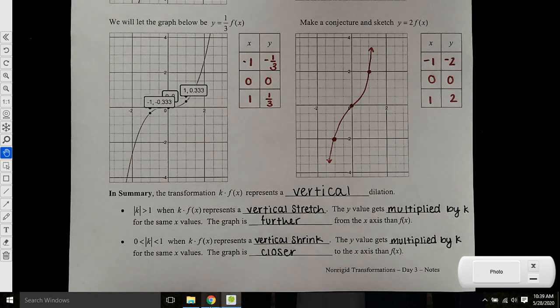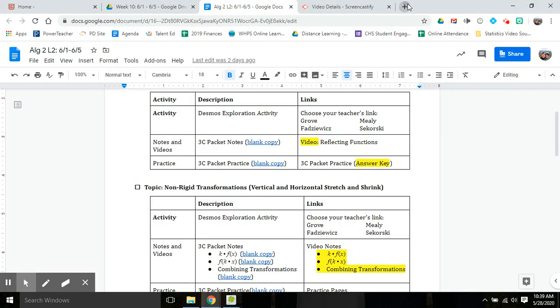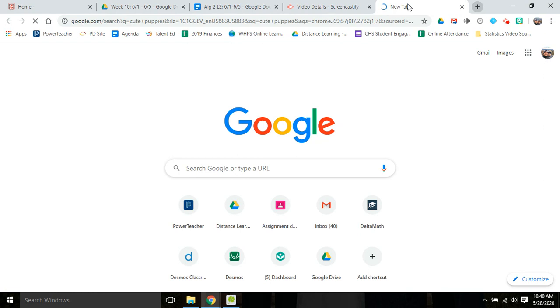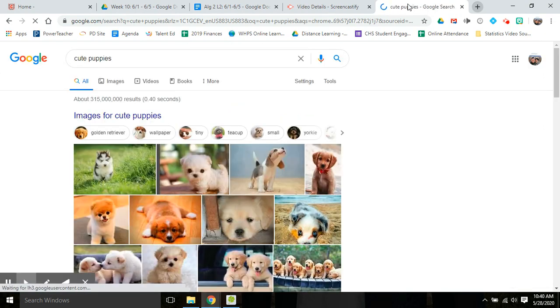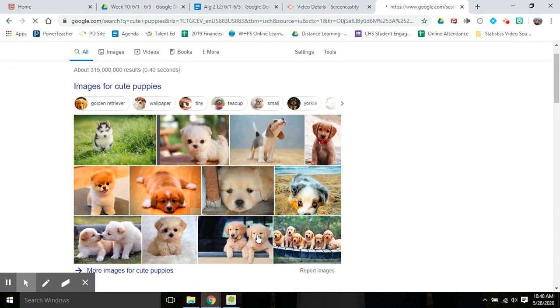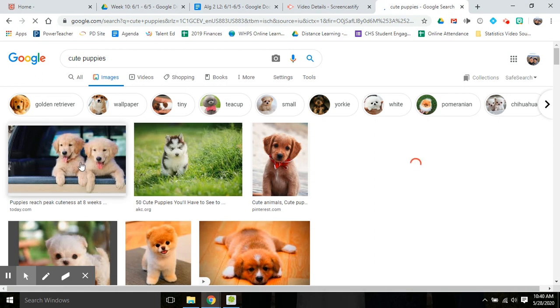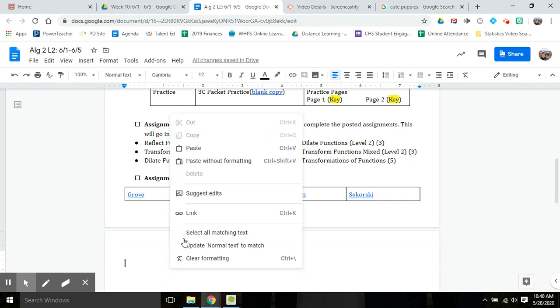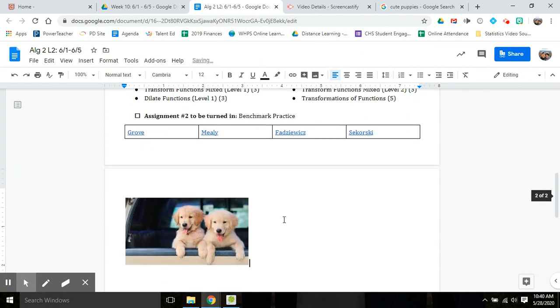So there's one last thing I want to show you in here. I'm going to take a picture of cute puppies. I always do this because I think it's kind of fun. So let's see. Oh, this is my favorite one. If I take this picture, copy image, and I go to our document, this is going to make this a little bit more familiar to you. There we go. There's my cute puppies.